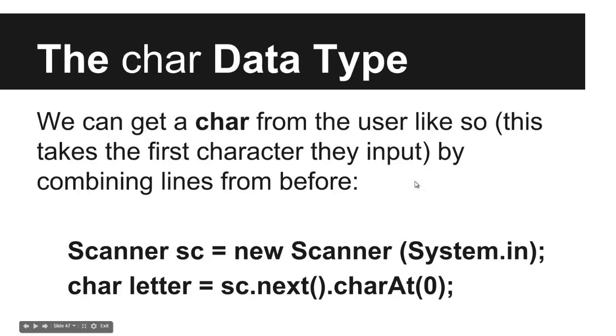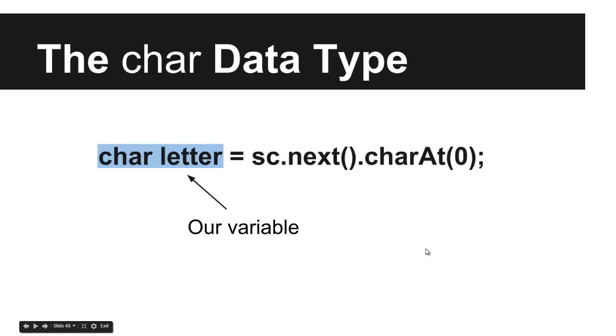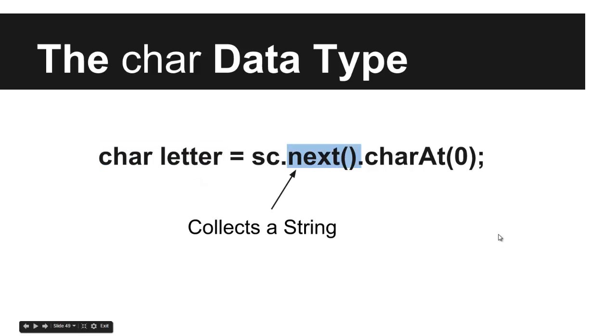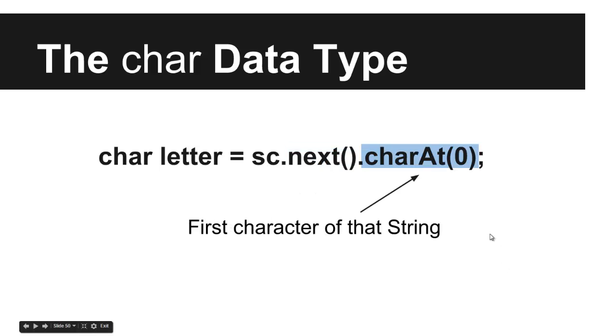These lines of code do the exact same thing as the previous lines of code. We make a scanner, and then this char letter is equal to sc, which is the name of our scanner, .next, that gives us a string, .charAt(0), which takes the first letter of the string. So we have our variable, that char letter, that's just our declaration. That sc.next collects the string using our scanner. And then the .charAt(0) is the first character of the string.